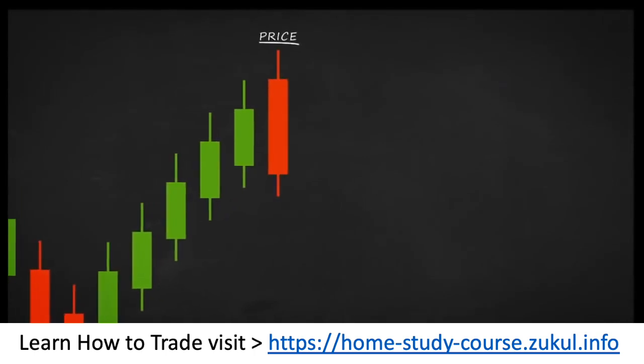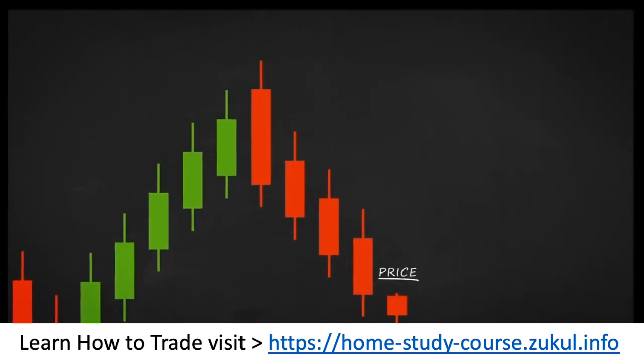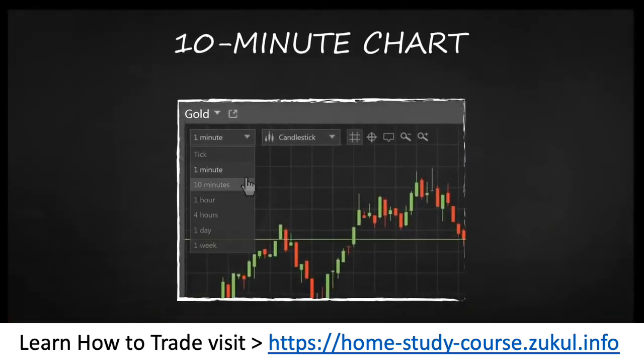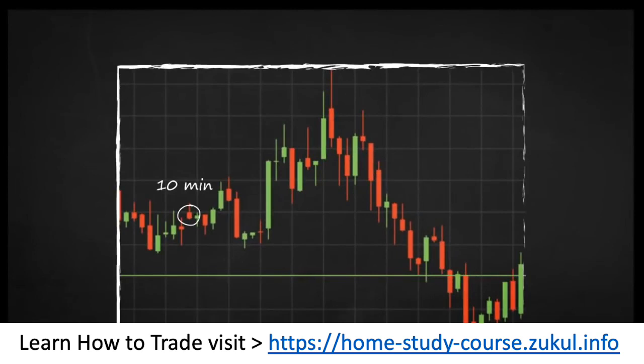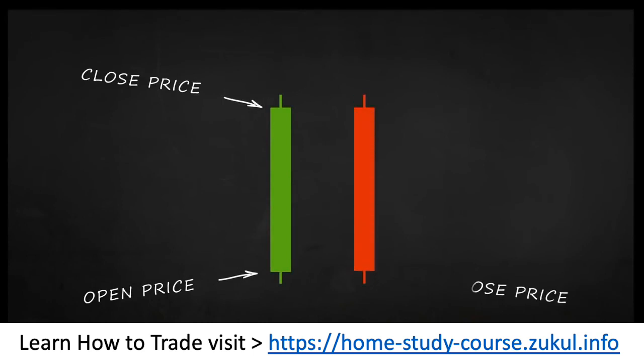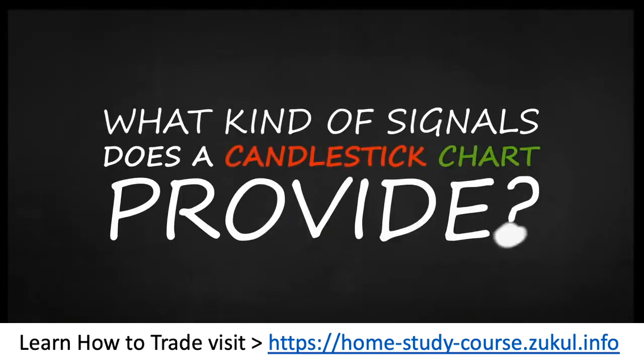A red candle shows that the price is going down, and a green one represents an increasing price. If you're looking at a 10-minute chart, each candle represents a 10-minute time interval. We see a green candle when the open price is lower than the close price. If the price closes lower than it opened, then the candle is red. As simple as that. What kind of signals does a candlestick chart provide?